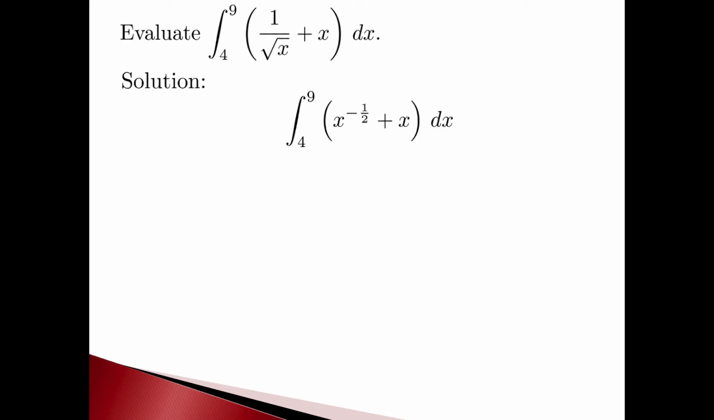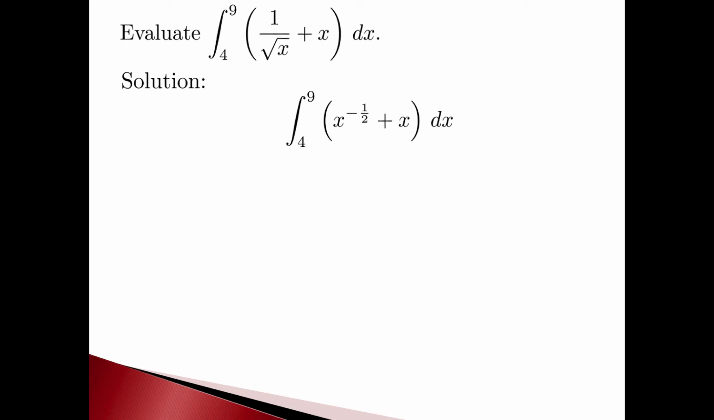Let's try one more. So here's a definite integral from 4 to 9, and I'm integrating 1 over square root of x plus x. So how do I evaluate that? What I mean is, figure out the number that should give me. Well, first thing I need to do is rewrite that square root so that it's x raised to a power, right? That way I can use the power rule when I find my antiderivative.